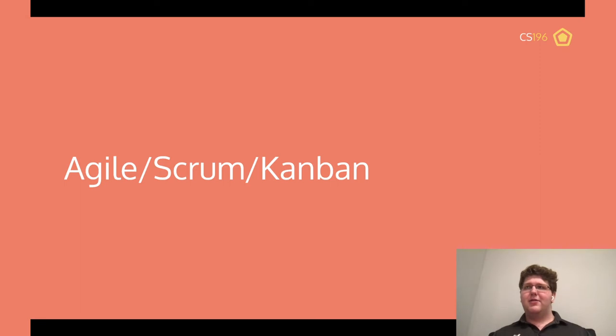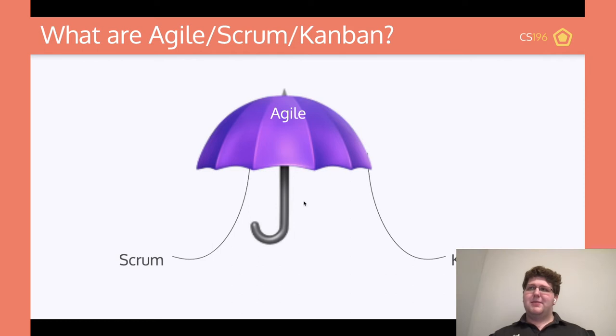Let's talk about Agile, Scrum, and Kanban. All three of these things are used really interchangeably, but they're fairly different things. This is a really good way, in my opinion, to describe the difference between them. I put together this little graphic to help out. So Agile is the overarching idea.